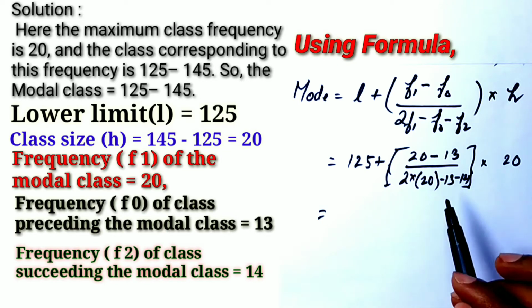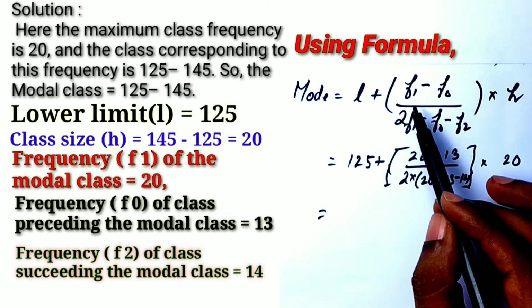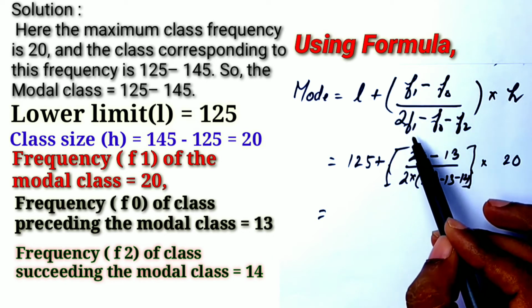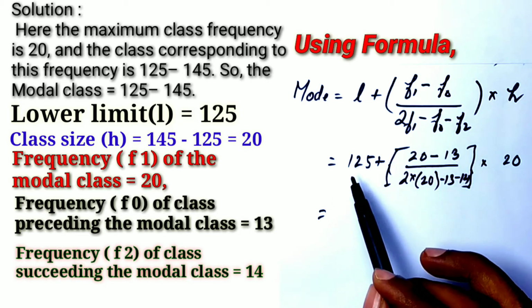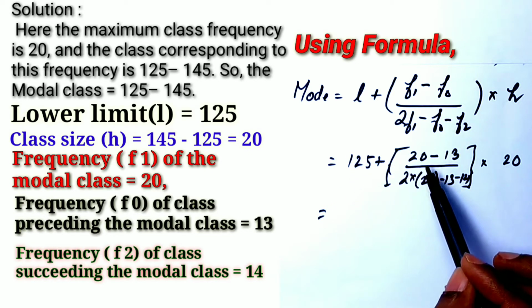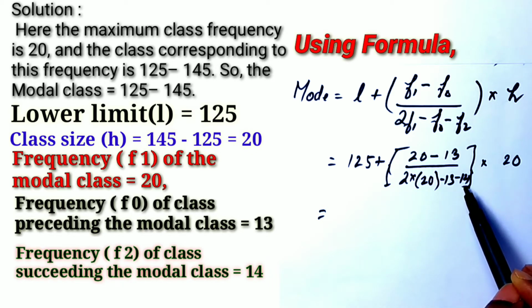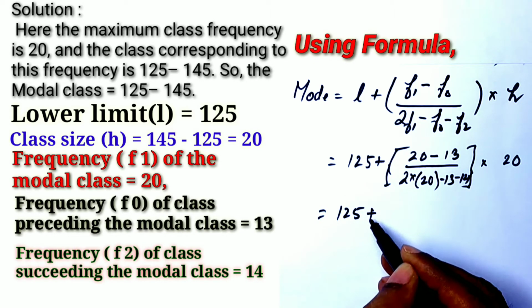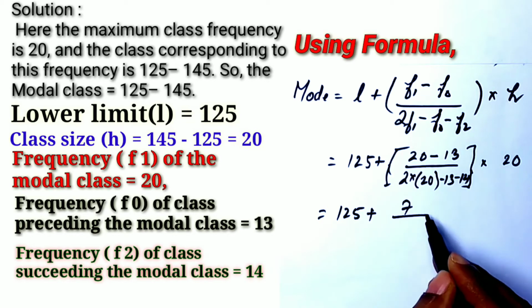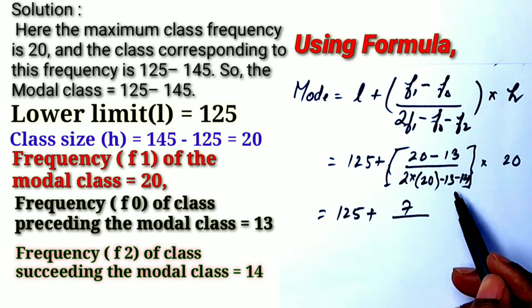Here we have substituted the values in the formula. Mode equals L plus (f1 minus f0) divided by (2 f1 minus f0 minus f2) into h. So L is 125. (20 minus 13) divided by (2 into 20 minus 13 minus 14) into 20. So let us calculate this. 125 plus 7 divided by 2 into 20 is 40, 40 minus 27 is 13.